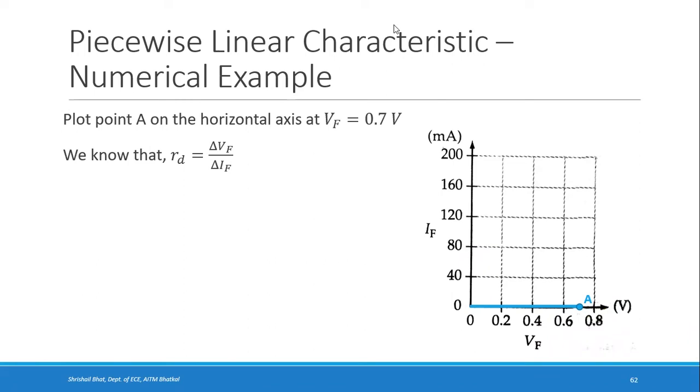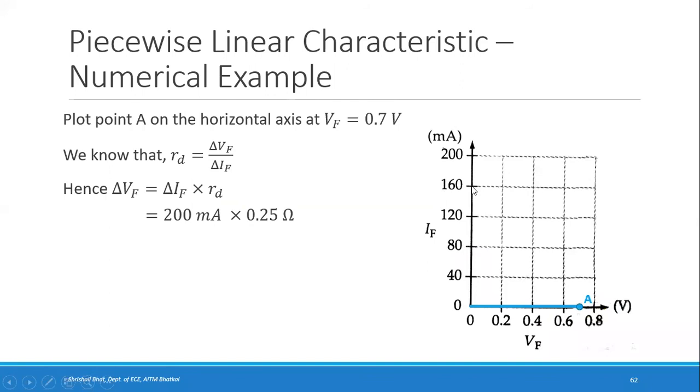200 milliamps is the change in the forward current, that is delta IF. RD is given as 0.25 ohms. From these two parameters, you can find delta VF. Can anyone find and tell me what is delta VF? Yeah, delta VF is delta IF into RD. What is delta IF? 200 milliamps.